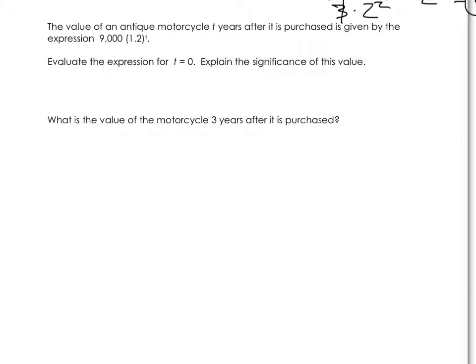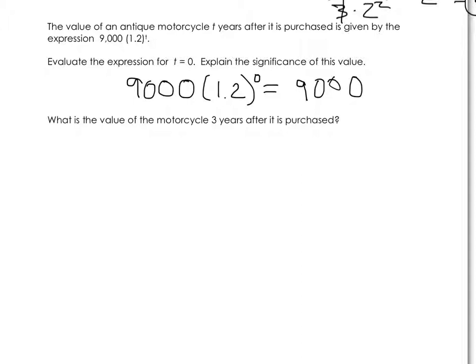The value of an antique motorcycle T years after it is purchased is given by the expression 9,000 times 1.2 to the T power. Evaluate the expression for T equals 0 and explain the significance of this value. So 9,000 times 1.2 to the 0 power. Anything to the 0 power is just 1. So that's 9,000 times 1, which is just 9,000.